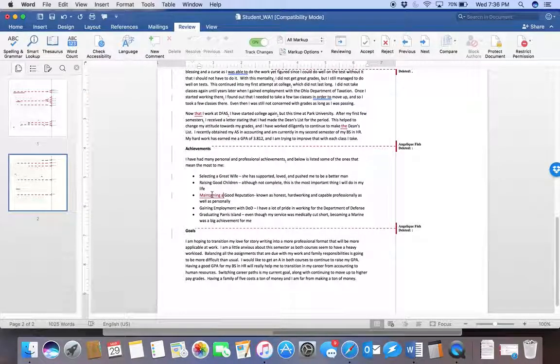And one thing I love about this is the consistency in formatting. So this person chose to capitalize the major words in each of the items he listed, and he did it in every single bullet. I love that. Consistency, details, okay. Known as honest, hardworking, and capable professionally as well as personally. So the first two here were complete sentences. This one is not a complete sentence. So make sure, oh, and that little hyphen is smaller than the rest of them. Again, details, right? Yeah, so that should be a complete sentence.